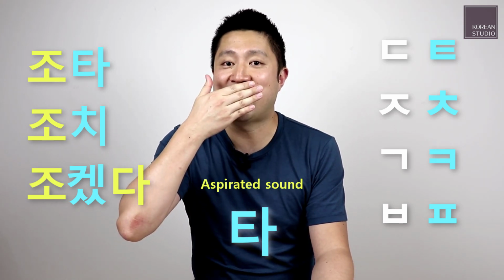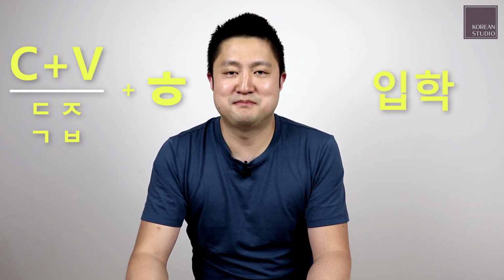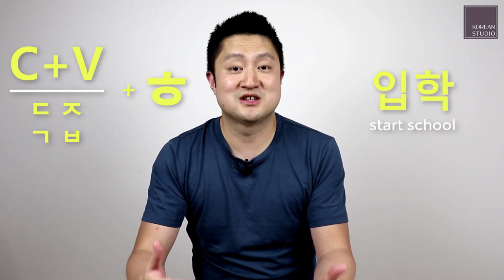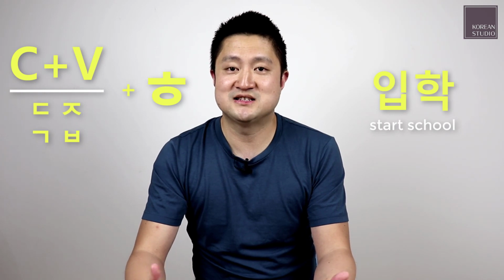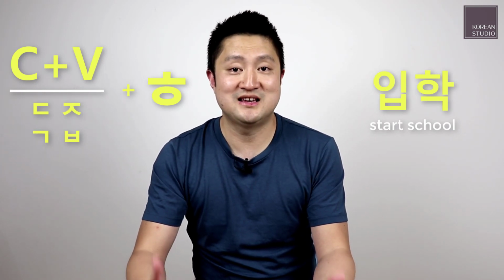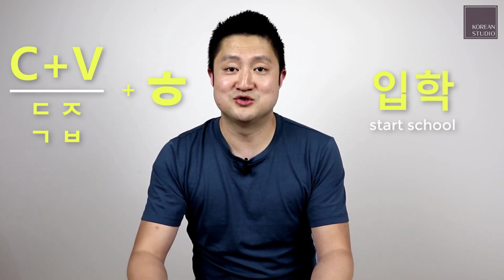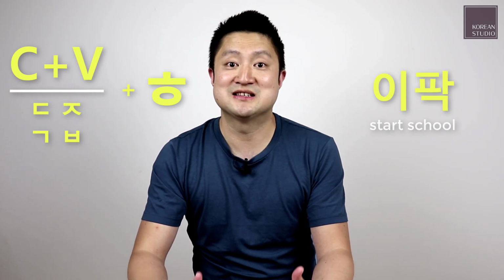But this production of an aspirated sound can also happen when the 받침 is 디귿, 지읒, 기역, or 비읍, and the following syllable begins with 히읗. Here's an example word. 입학. 입학 means to start school, and here the 받침 비읍 combines with the 히읗 in the following syllable to produce an aspirated sound, which is 비읍.